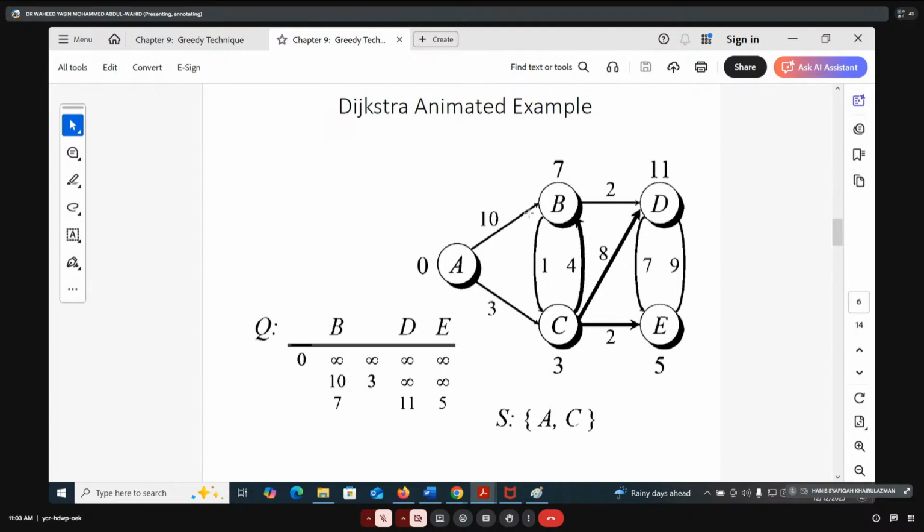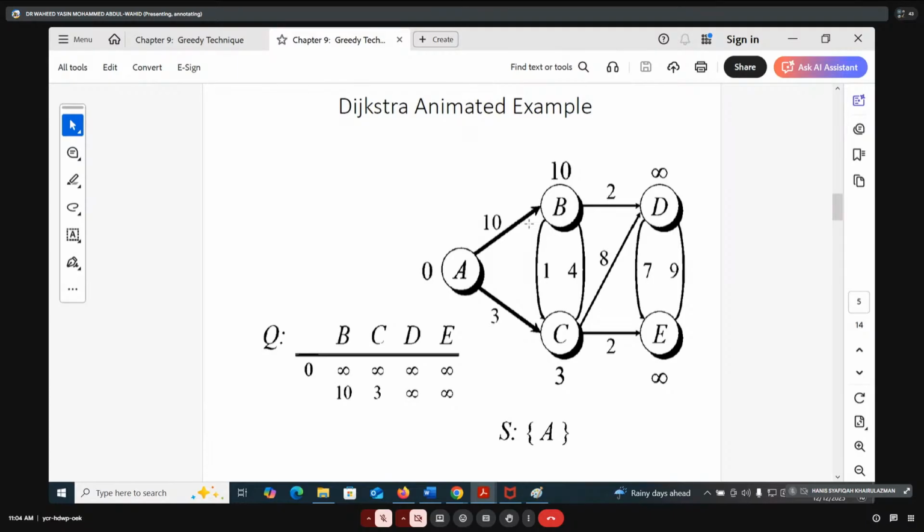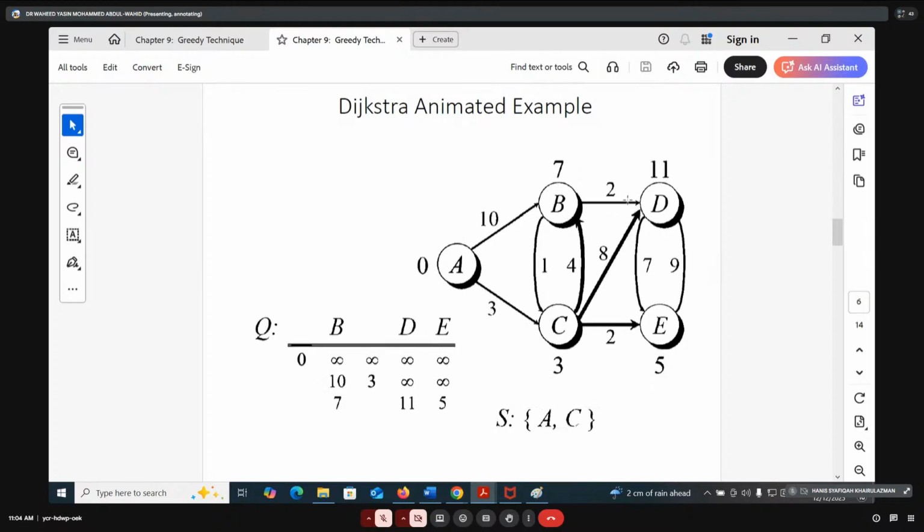Now here I will replace B. Going from A to C to B, it will be 3 plus 4, 7. So B will be 7. And from here, 10. So this one, I think the one that I gave you is easier than this one.